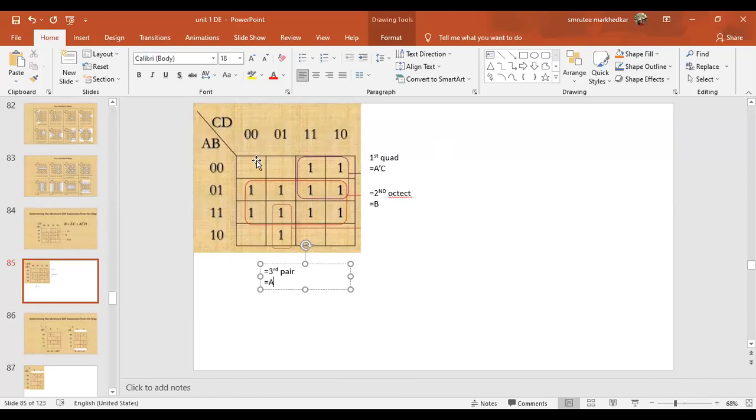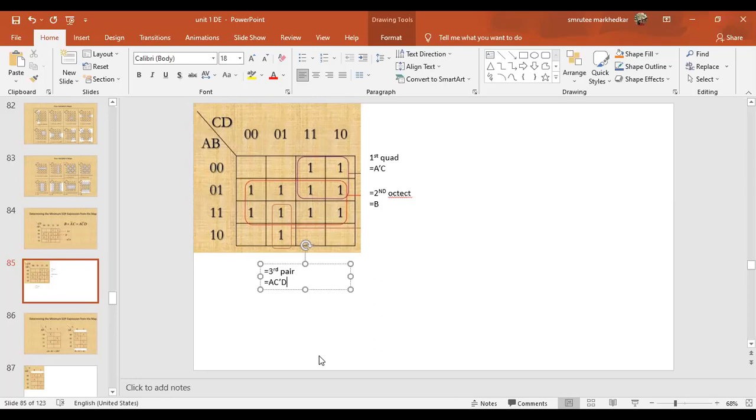Now I will go to CD. In CD, I see it is in only one particular column that says 0, 1. So 0 means C bar and 1 means D. So you can see the terms that we have got are A, C bar, D. If you compare all these terms, you will find that the pair reduces the four variables A, B, C, D to 3, whereas the quad has reduced them to 2. Where 4 terms were there, it has reduced to 2 terms, whereas the octet has reduced 4 terms into 1 term.